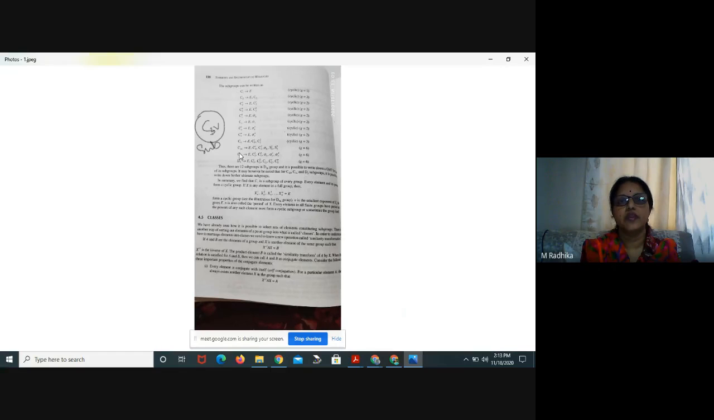If you see here, these are all the subgroups for the D3H point group. Okay, you can see that there are 12 subgroups in the D3H point group. Similarly, you can have some classes also. Okay, you can have some classes also.